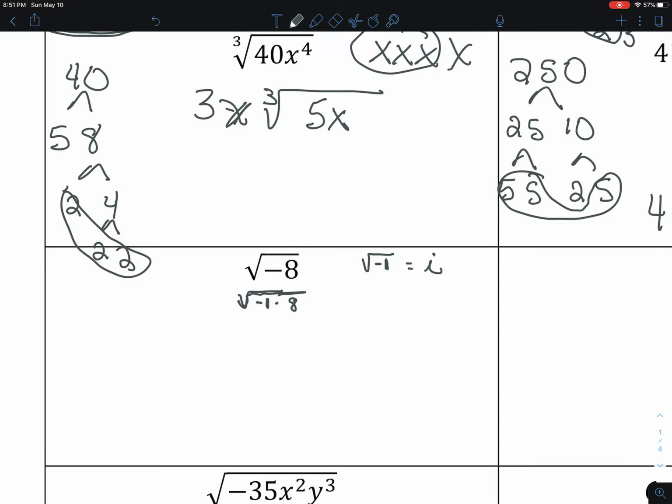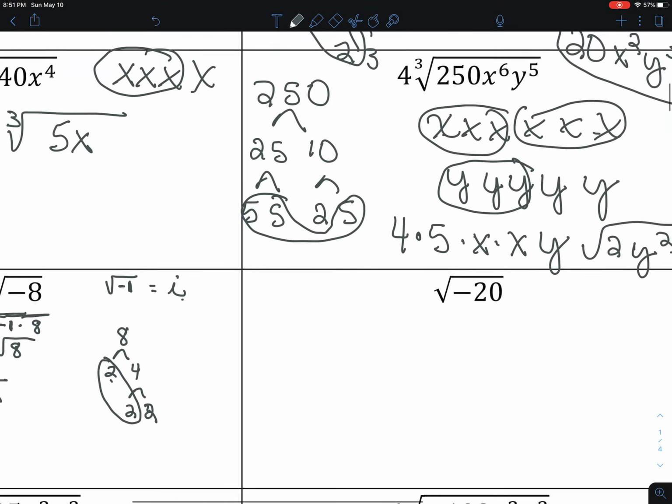Okay? So the square root of -1 we know is i. So I can write this as i radical 8. And then I just break up 8 as I would have anyway. Because it's a square root, I'm back to looking for pairs. So the 2 comes out. So I would say this is 2i square root of 2, because that's what's left.